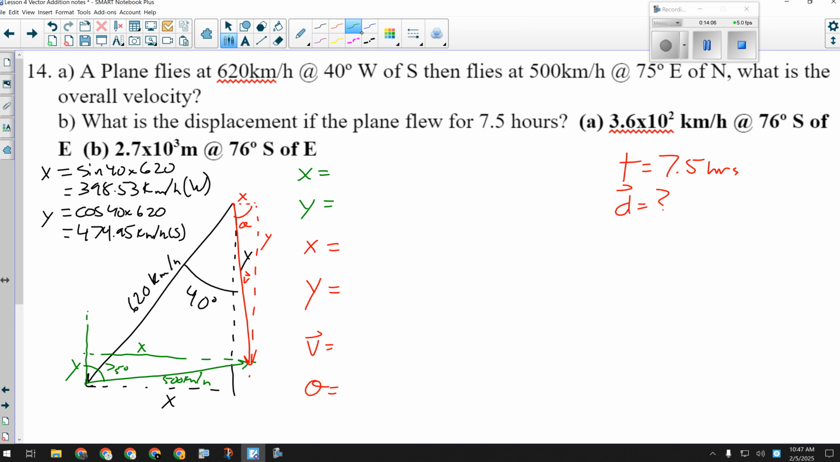For our green triangle that goes north and east, the X component is again the opposite side, so I'm going to go sine of 75 times 500 kilometers per hour this time.